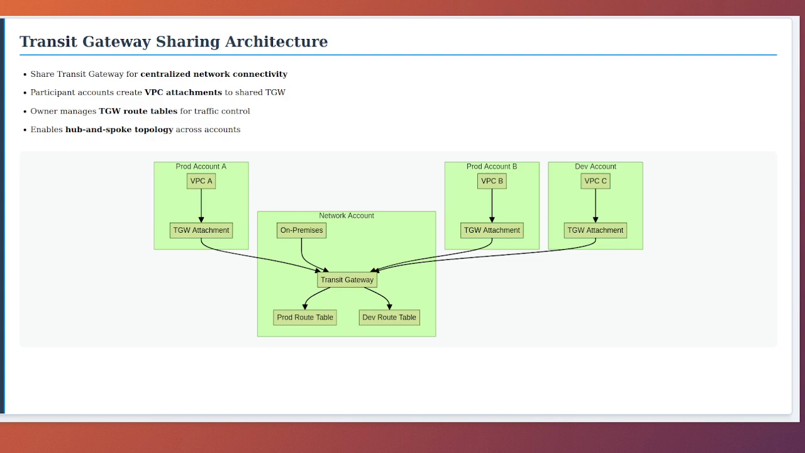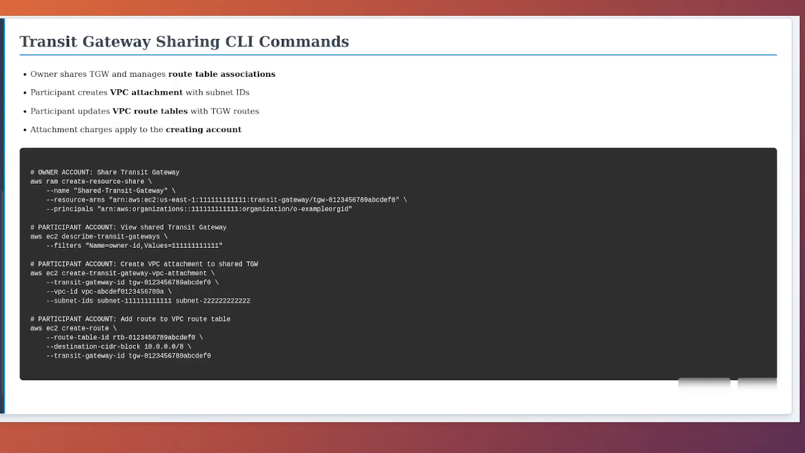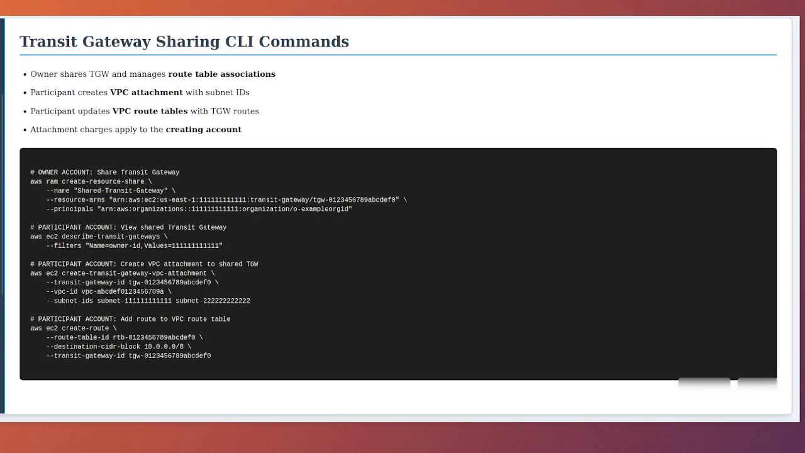The transit gateway routes traffic between all connected networks, including the on-premises data center connected via VPN or Direct Connect. Transit gateway sharing CLI commands. Let me walk you through the command line interface commands for sharing a transit gateway and creating attachments. This workflow involves actions in both the owner account and participant accounts.